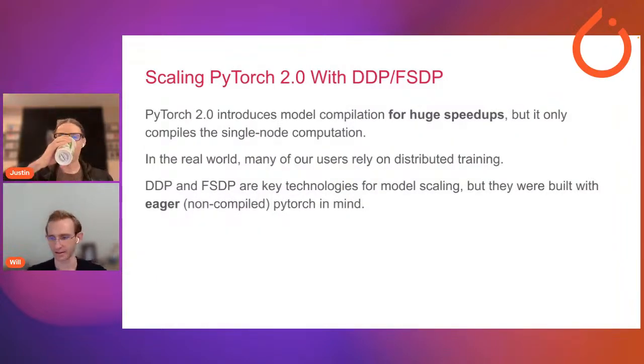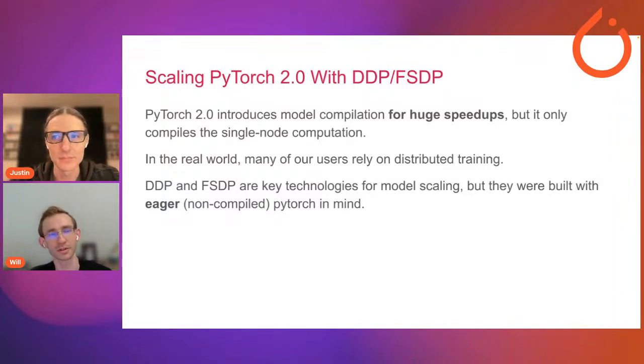So, as Justin mentioned, when we started working on torch compile, it mostly worked on the single node or single machine side of things. It works on making an optimized version of a program on a GPU or CPU, but it doesn't account for how to scale that across multiple machines. And a lot of our users care a lot about scaling across multiple GPUs, running bigger models than you could fit on a single machine. And so we need a way to make PyTorch 2 run in a distributed training environment.